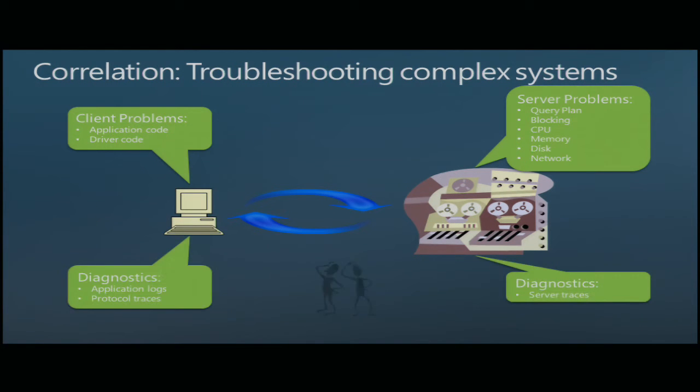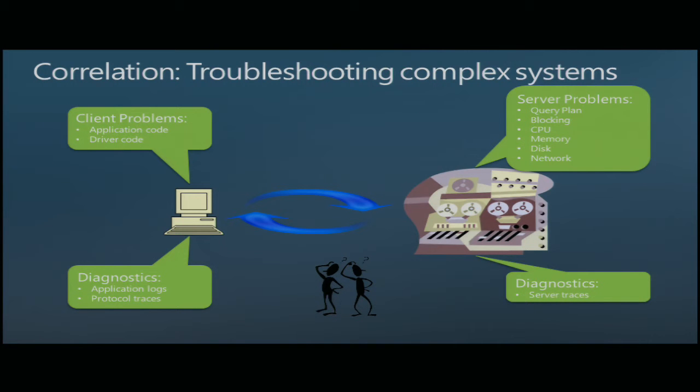Now, luckily, people have created systems that help you troubleshoot those problems. On the client, you have application logs and protocol traces for your diagnostics. On the server, we obviously have server traces. That's what we're talking about today. But we can see our DBAs down there. They're a little bit confused.